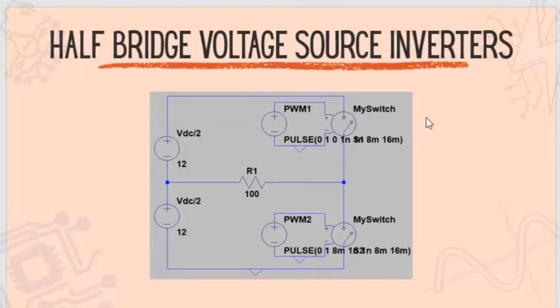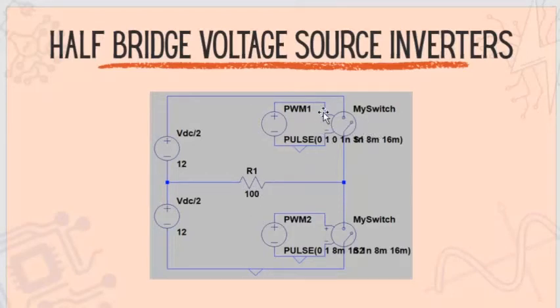I tried to simulate our half-bridge circuit a while ago, and I used the PWM1 and PWM2 for switch 1 and switch 2 to send signal to the switches for them to switch on and off 60 times in a second. So our value of VDC over 2 is 12 volts. Same here. And also, our resistive load is 100 ohms.